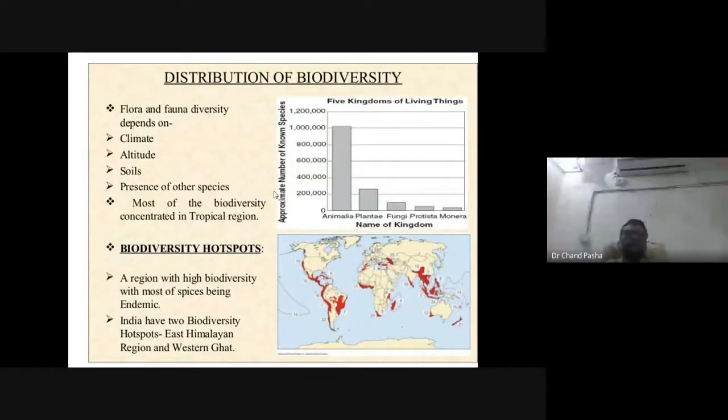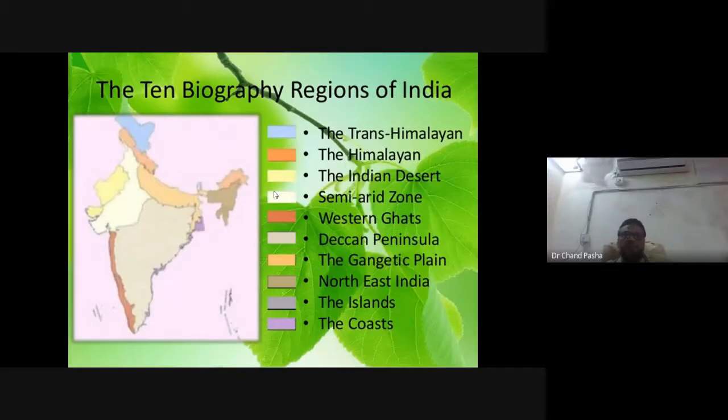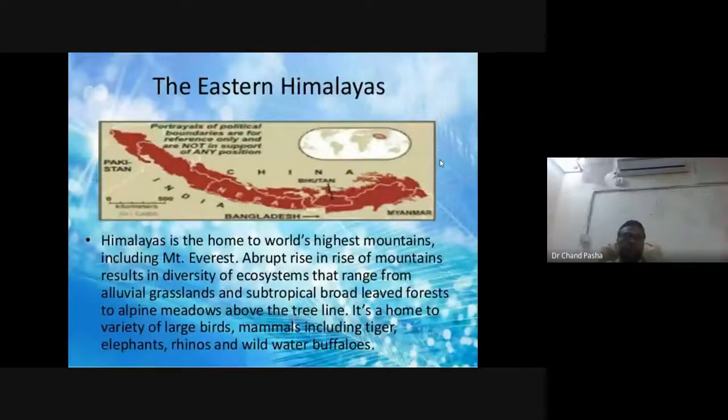As far as biodiversity distribution is concerned, the areas where huge biodiversity is present are called hotspots. Among the whole world, two major hotspots are located in India. One is the Eastern Himalayan region. The second is the Western Ghats. This is the Himalayan region, and this is the Western Ghat. Individually, India-wise, we have 10 different biodiversity zones. Let's not go into detail on it.